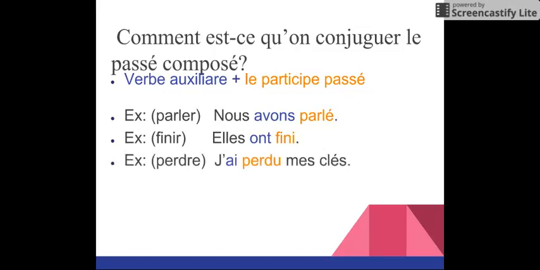And for RE verbs, like the verb perdre, you take off the RE on the end and add a U, and it becomes, in this case, j'ai perdu mes clés. I lost my keys. So I've conjugated the verb avoir with je, and then I have put the proper ending on the verb perdre. Let's look at this a little more closely.